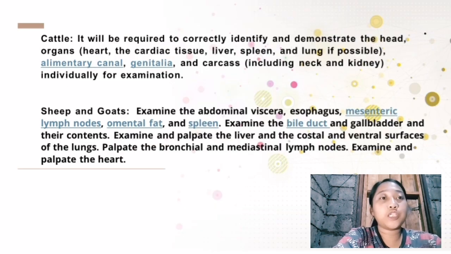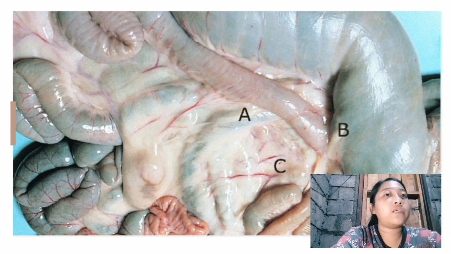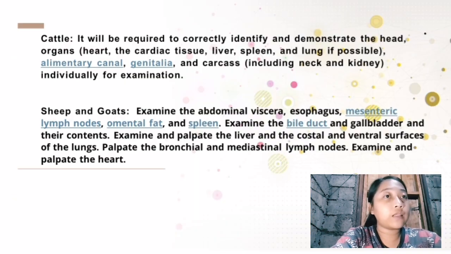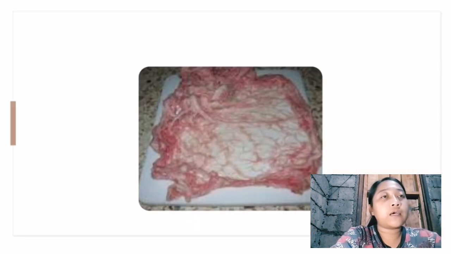So, second is the sheep and goats. In sheep and goats, we have to examine the abdominal viscera or the external organs of the sheep and goats, the esophagus, the mesenteric lymph nodes. When we click the mesenteric lymph nodes, we can see this. This is the mesenteric lymph nodes of the sheep and goats. Also, the omental fat. The omental fat is this. This is the picture of the omental fat of the sheep and goat.